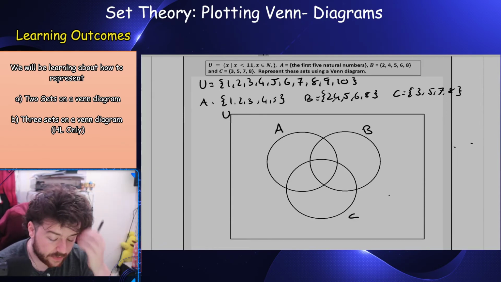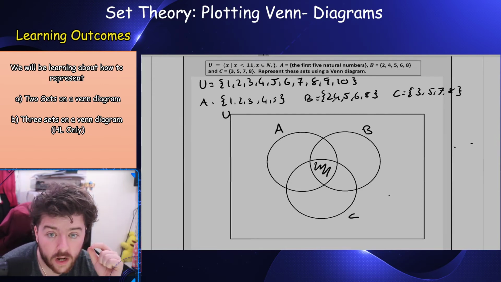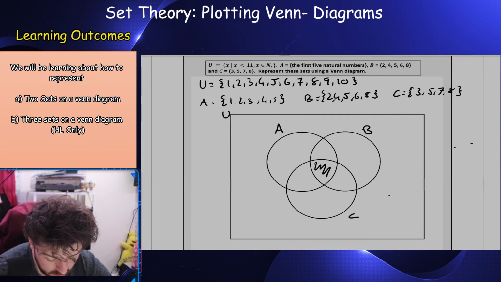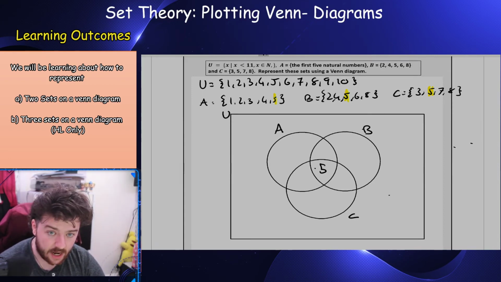Right, so let's work in the middle first. So let's find this region first. So what are the elements that are common in A, B, and C? Well, looking here, there's a 4. No, there's not a 4 actually. There's a 5. There's a 5 common in all of them, and I don't see any other. Okay, I don't see any other common ones, so that just means 5 is in the center here.